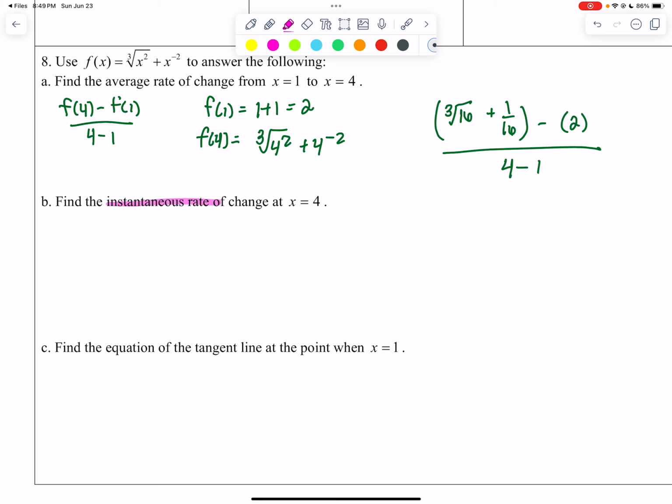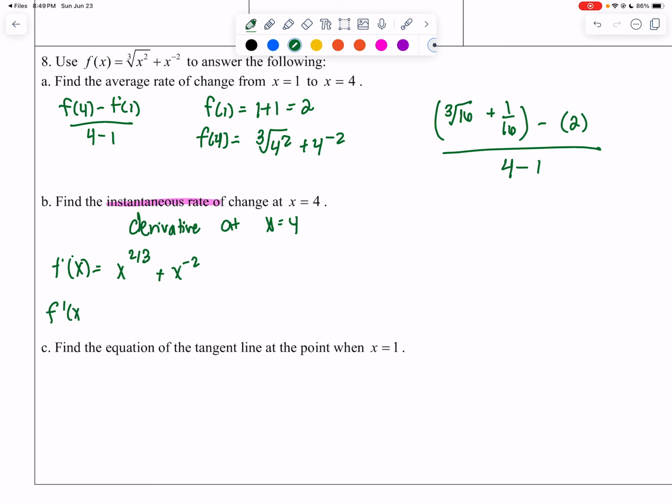Instantaneous rate of change at x is equal to 4. So here, whenever we're talking about instantaneous rate of change, remember that we're talking about the derivative at x is equal to 4. So I'm going to take the derivative of this. So I have f of x. Let me simplify this first. So I have x to the 2/3 plus x to the negative 2. If I take the derivative of that, I'm going to get 2/3 x to the negative 1/3 minus 2x to the negative 3. All right, so that's my derivative.